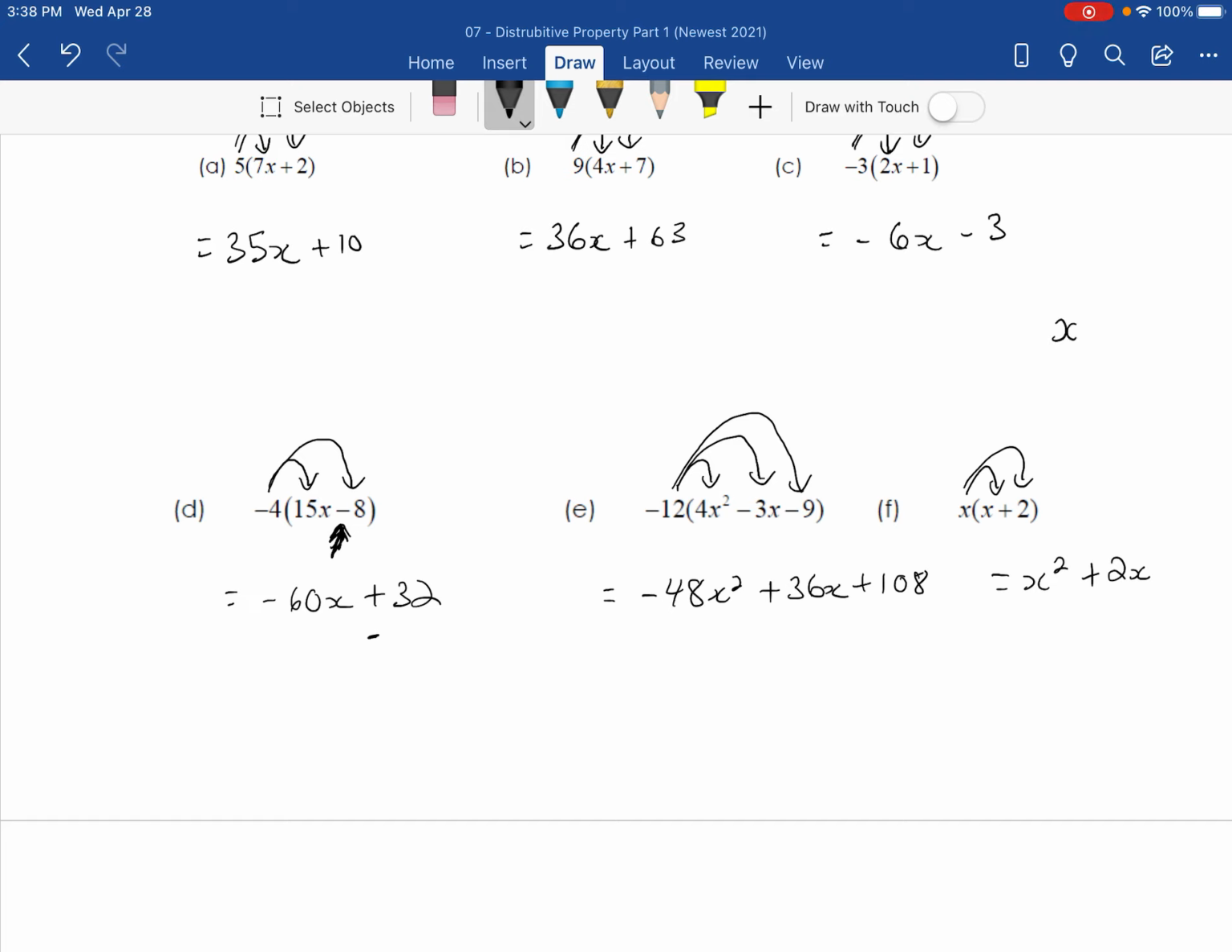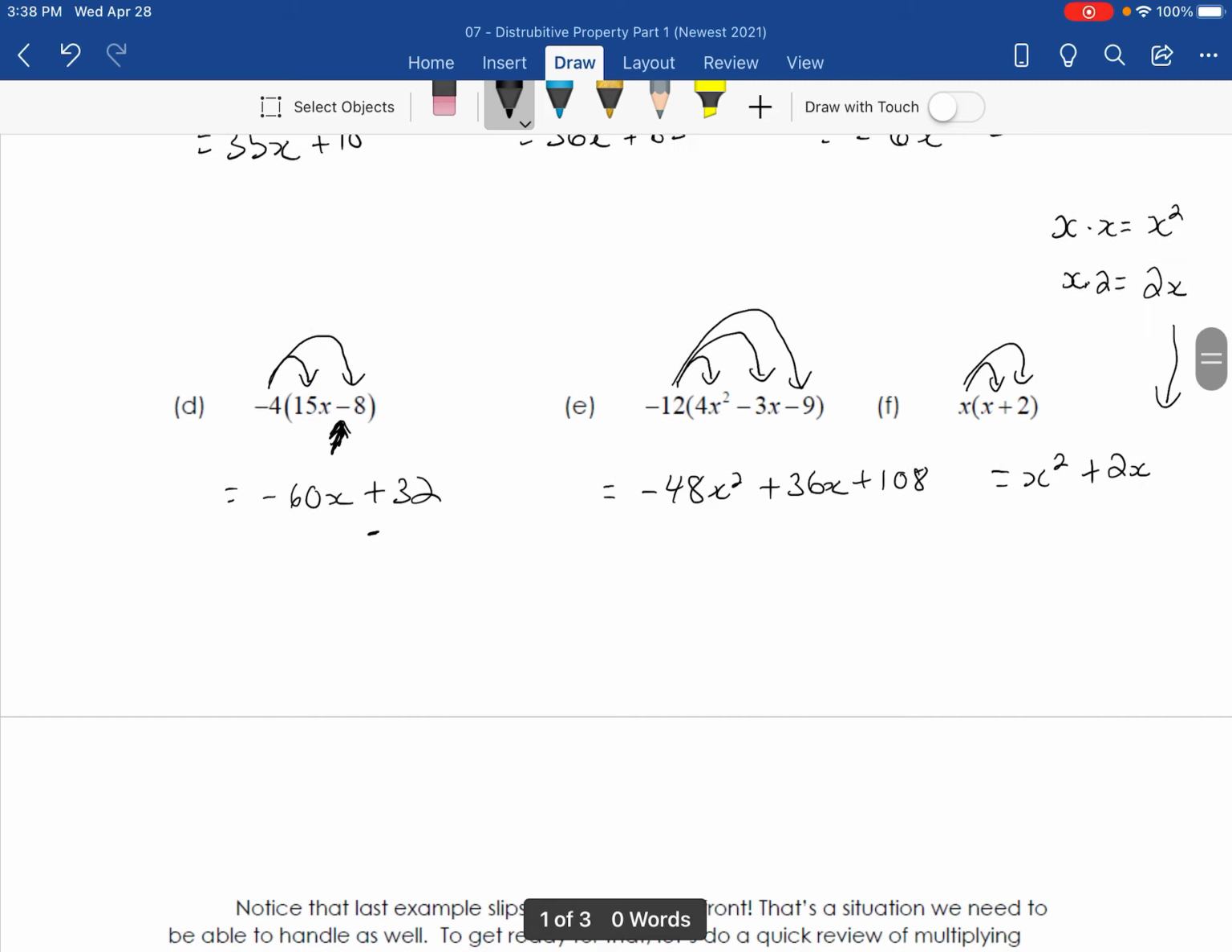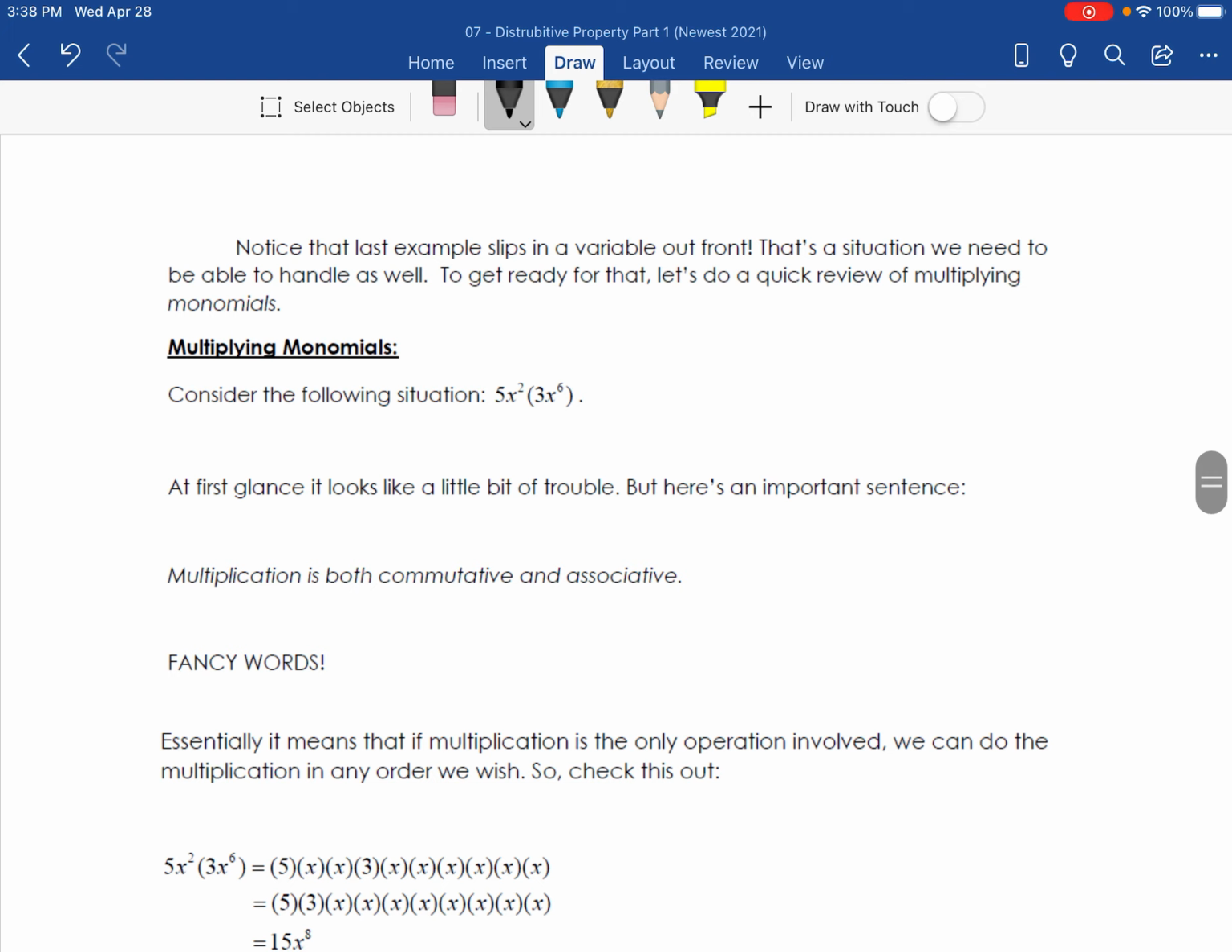X multiplied by x, we add the exponents and we get x squared. X multiplied by 2, well, you can think of that as just like 2 multiplied by x, so that's 2x. So that's where both those terms came from. Okay, so I just slid that example in there to sort of expand us out into the situation where there's a variable out front, and I'm going to address that here. Notice the last example slips in a variable out front. That situation we need to be able to handle as well.